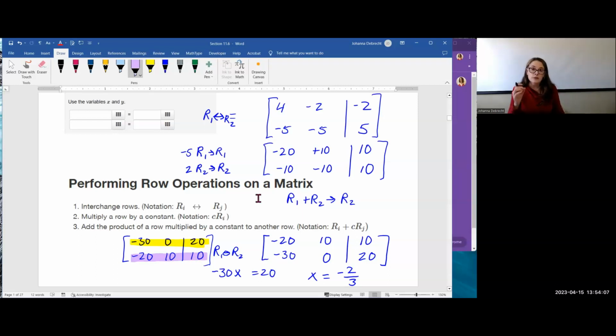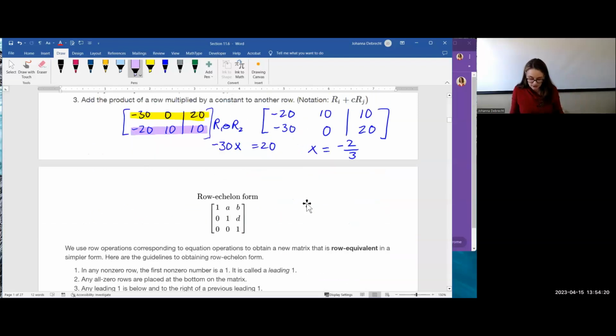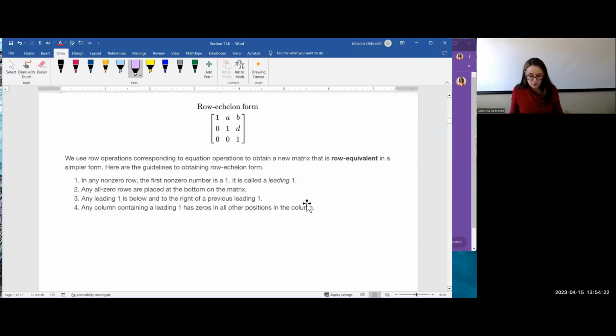Now, Gauss-Jordan goes further. Gauss-Jordan ends up getting all ones on the main diagonal and zeros off the main diagonal so that you can just say x is this, y is this, z is this, right? So we'll take a look at both. First, though, we need to talk about row echelon form.